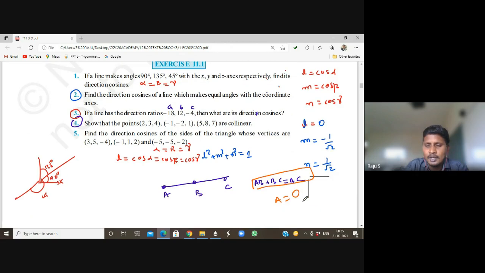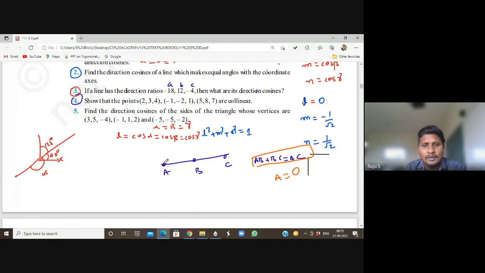And third, we need to find the vector AB and the vector BC, and we have to show that AB is equal to lambda times BC. Nothing but these two are parallel. Or else the vector AC is equal to lambda times AB plus mu times BC. Then we can say that A, B, C are collinear. Okay, we don't want all these things. These are again a confusing process.